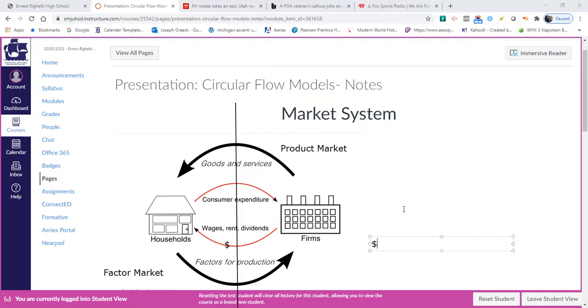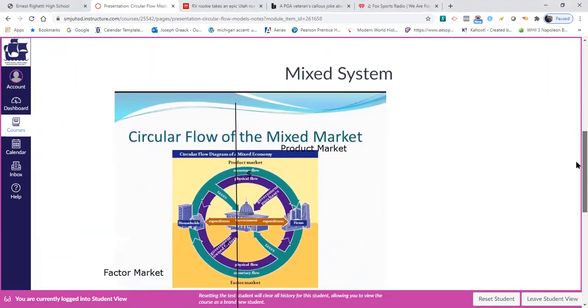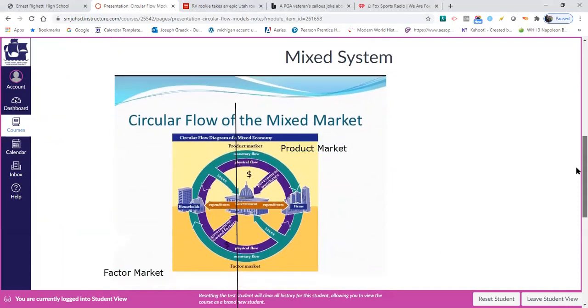We take money that we get, and we spend it in the product market on goods and services that we want. All this is a representation of how money flows in an economic system. In a market system, you're going to have no government intervention. Individuals are the ones that make a decision. So when we move to a mixed system, you can take the same philosophy and put that into a mixed system.